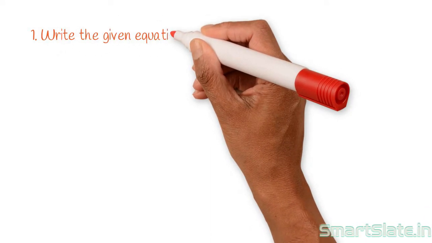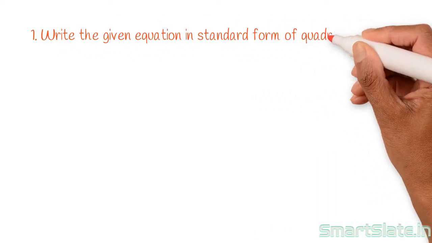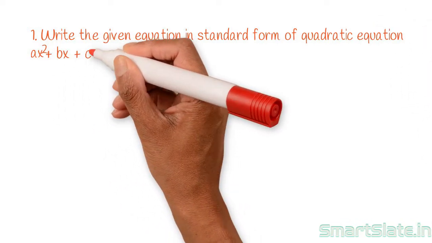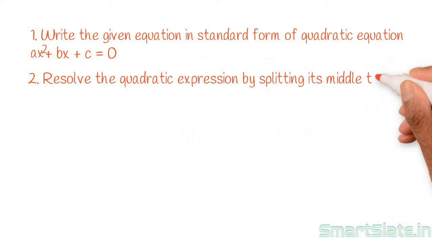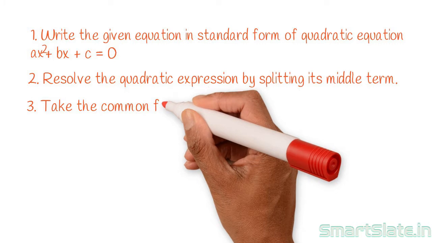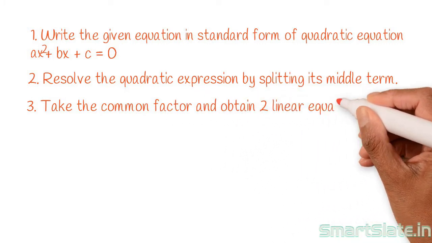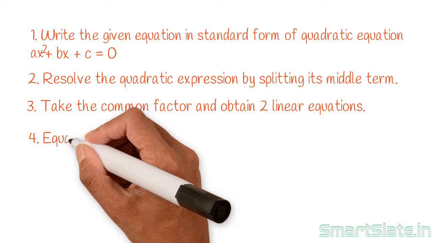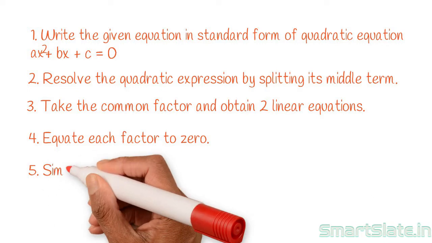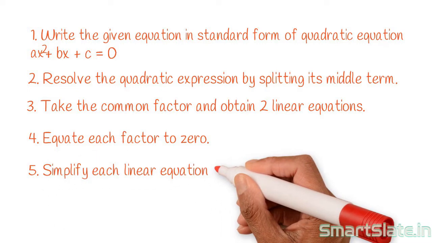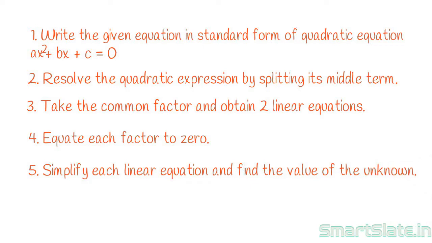Let's summarize this method of factorization. Step 1. Write the given equation in standard form of quadratic equation ax square plus bx plus c equal to 0. Step 2. Resolve the quadratic expression by splitting the middle term. Step 3. Take the common factor and obtain two linear equations. Step 4. Equate each factor to 0. Final step, step 5, is to simplify each linear equation and find the value of the unknown. Let's practice solving some problems using the factorization method.